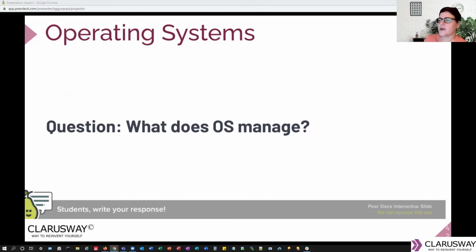All right, so here's a question to you, and feel free to write your response in the Pear Deck there. What does the OS manage?